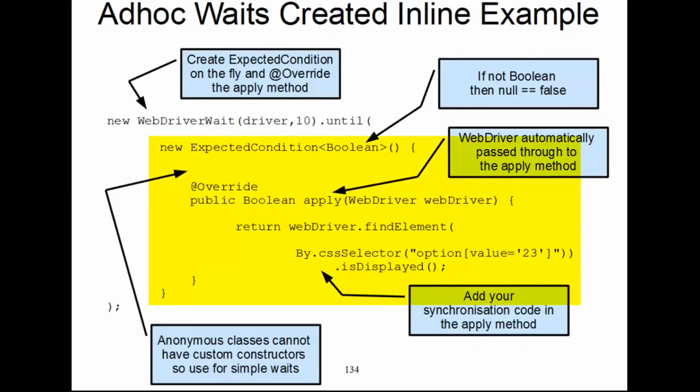So here, instead of new WebDriverWait until expected condition or new WebDriverWait until new named class, we're doing new WebDriverWait until new expected condition. And by doing it this way, we've created an anonymous class. Because it's a class, we still have to override the apply method, which is what we're doing there. And I'm saying here that this expected condition will return a Boolean. So the apply method is defined as returning a Boolean, and the actual return statement is the Boolean.